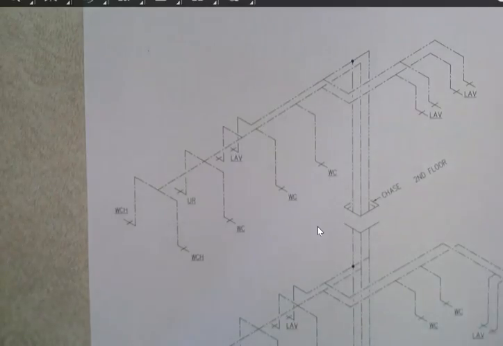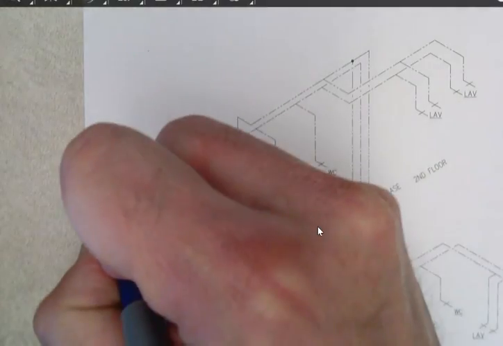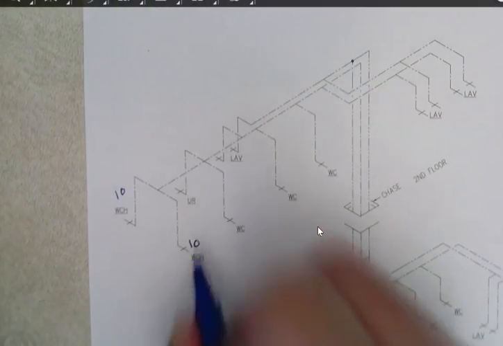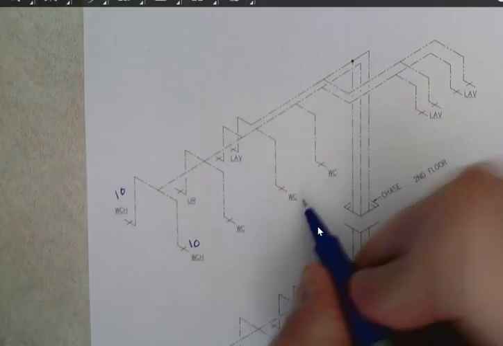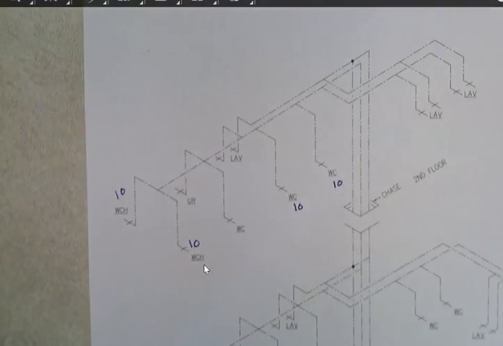So at this point I would just go through and start labeling all the different fixture units. And I'm going to use blue for cold water and red for hot water, so I don't have to worry about getting them mixed up. The only difference here is that WCH is a handicap accessible water closet, and the WCs are not. So we have 10 for those three.